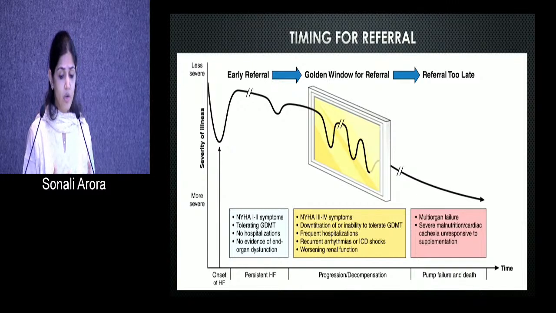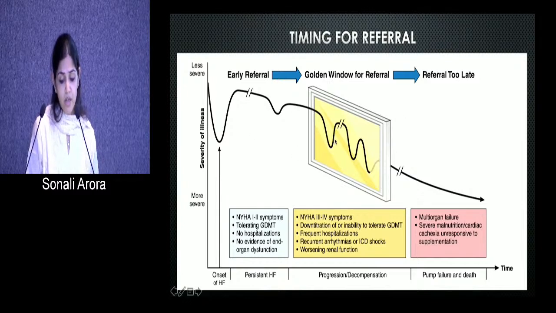So, I mean, that would be an early referral you can consider. But I think the important thing, or the golden window for referral, would be here when they start having persistent heart failure. They start having NYHA 3 or 4 symptoms, down titration or inability to tolerate medications, as I've mentioned, frequent hospitalizations, recurrent arrhythmias, worsening renal function or liver functions. This is the progressive or the decompensating stage.